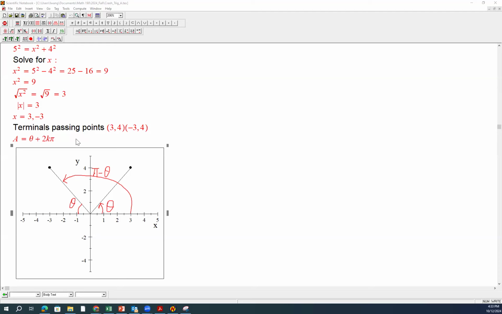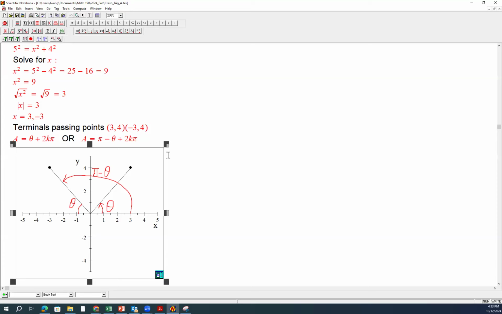So the other solution on the other terminal would be that A could be pi minus theta plus 2k pi. So we got our representation. But the next question would be, how do I find theta? How do we find theta?